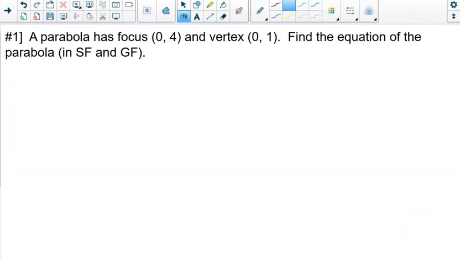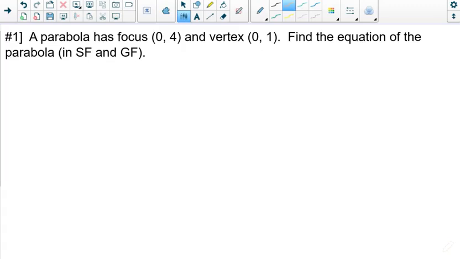All right, let's work through some examples. And remember, you can pause at any time if you need to write something down, or if you need to slow the video down to think, or whatever, it's fine. Number 1, a parabola has focus (0, 4) and vertex (0, 1). Find the equation of the parabola in standard form and general form.